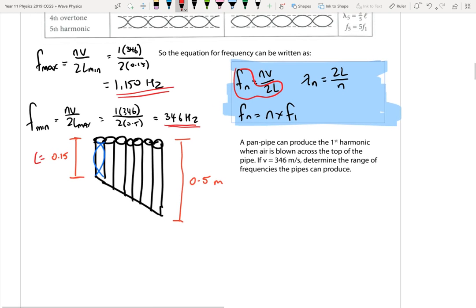Okay. Let me just tidy that up. Okay, there you go. 2 lots of 0.15 is 0.3, so it's 340 divided by 0.3, kind of like timesing 340 by 3, which is kind of like getting 1,150. For those of you that got the wrong frequencies, that is the range of frequencies. So this guy's going to make a high frequency of 1,000 Hertz down to 346 on the other side of the pipe.